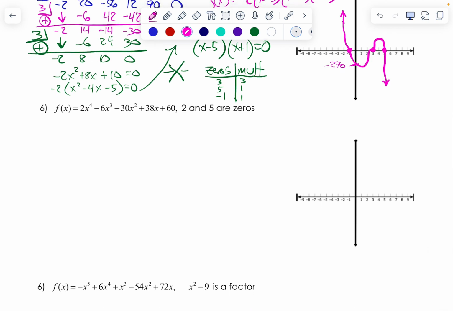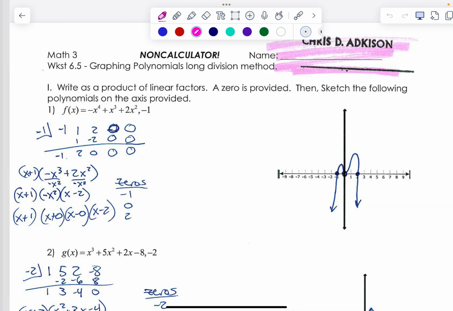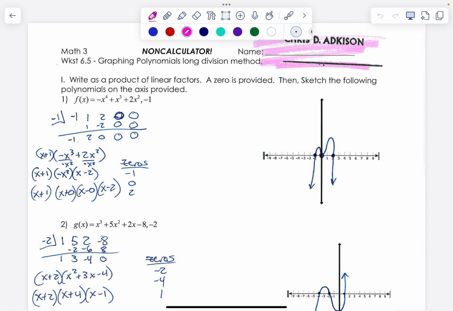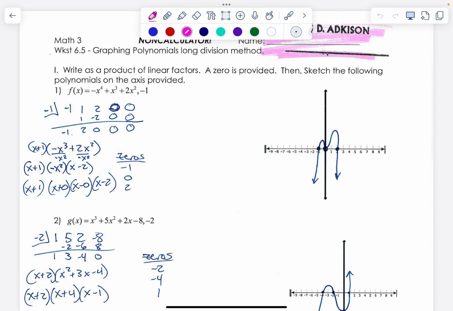Okay, 6, 2, and 5 are zeros. That means we're going to divide by both of those. Can I just show you this one and see, or do you want me to do this whole one? Okay. All right, so checking now. Here's number 1. There we go. So -1 is a 0. If we divide by it, we get this quadratic.